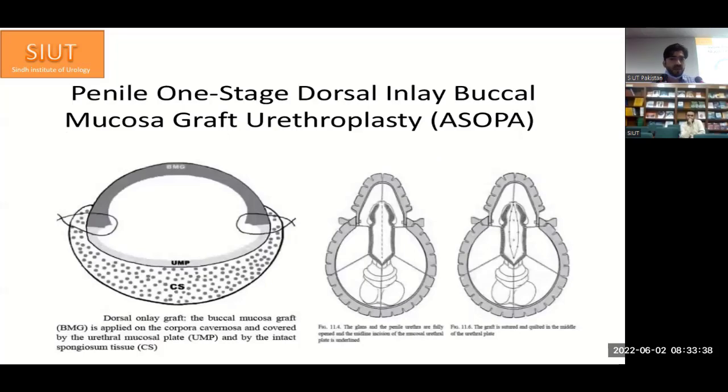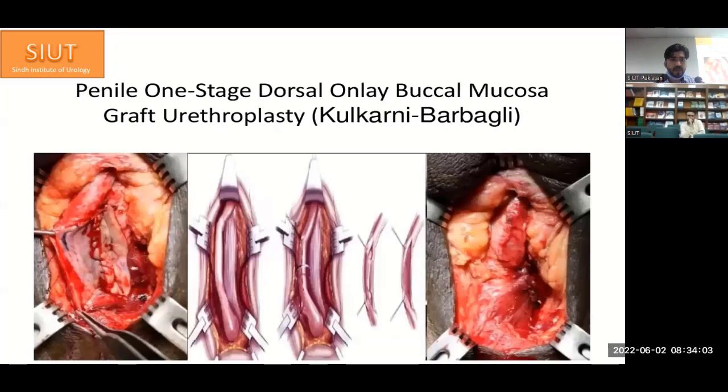This is the penile one-stage dorsal inlay buccal mucosal graft. Basically it is a dorsal only graft. The buccal mucosal graft is applied on the corpus cavernosa and covered by the urethral mucosal plate and by the intact spongiosum. This is the buccal mucosal graft. This is applied. Penile one-stage dorsal only buccal mucosal graft.